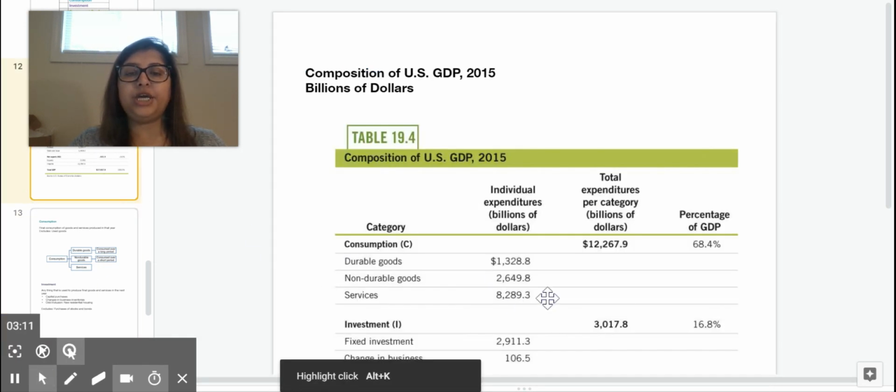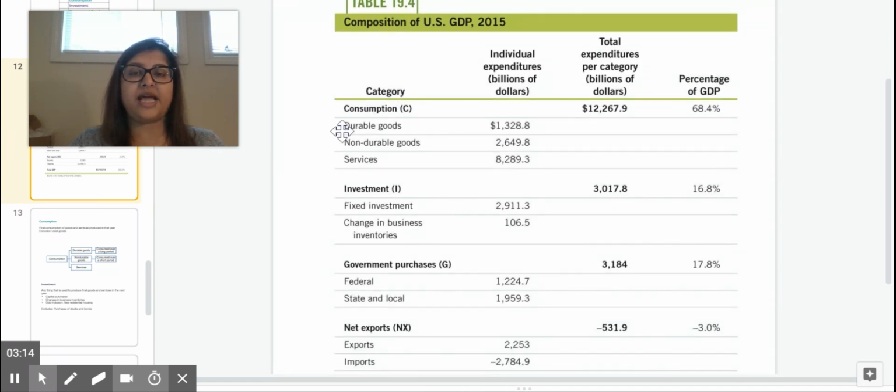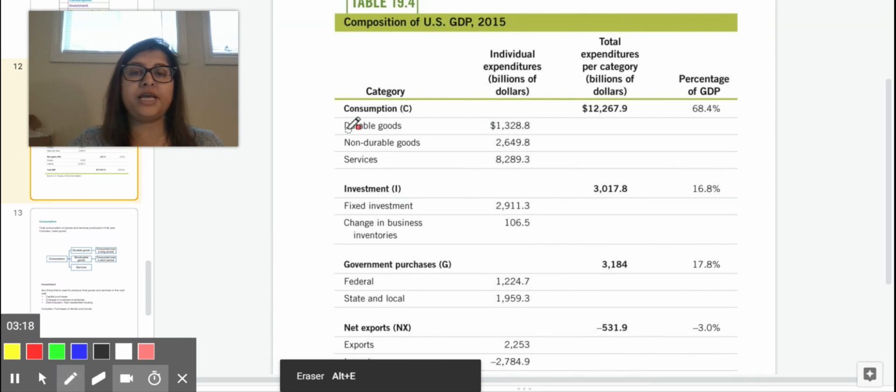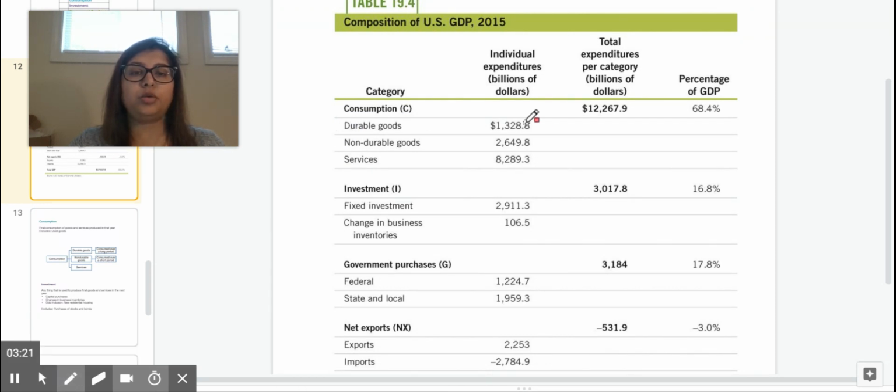So the table here shows you how important these various heads of expenditure are for the American economy. We find that durable goods account for $1,300 billion. Non-durable goods account for $2,600 billion, and services account for $8,000 billion. Right. So again, it's a very deep insight into the structure of the American economy, that $8,000 billion worth of spending is on services. So consumers in the American economy are more and more spending their limited income on services, not so much on apples, oranges, flip-flops, and t-shirts anymore.